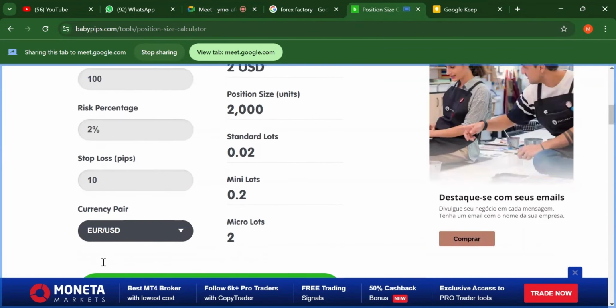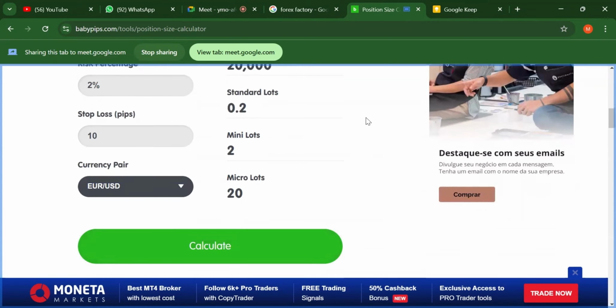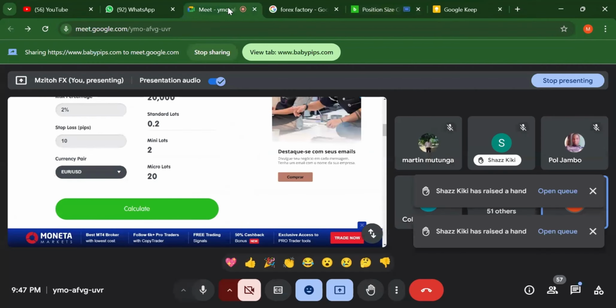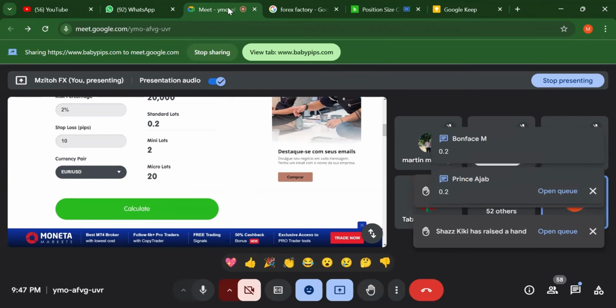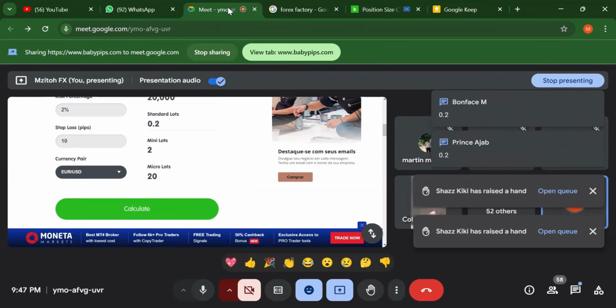So what is our lot size here? Sorry, we are not using $100, but $1,000. Sorry for that. So what is the correct lot size according to the calculator? What will you use as your lot size? 0.2. Okay, we are going to use 0.2. Prince Ajab, Boniface, Joshua, Pius Getega, Lucy James, Emilia Buga, Tiffany Faith, Celista Ngugi, Martin Polinsky Pluto, 0.2.